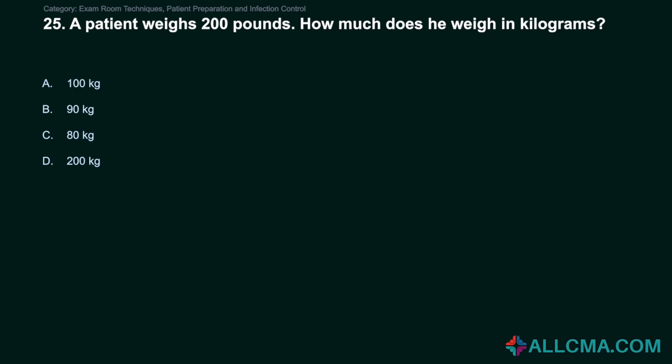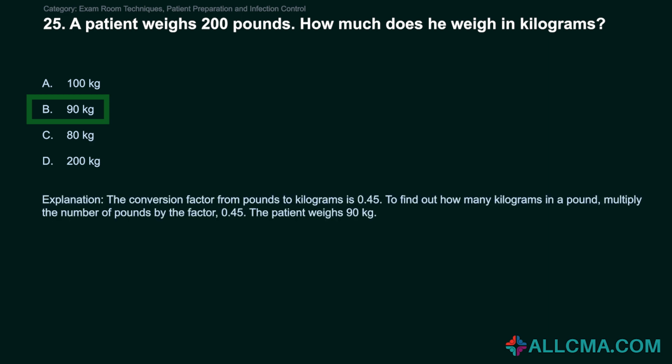25. A patient weighs 200 pounds. How much does he weigh in kilograms? A. 100 kilograms. B. 90 kilograms. C. 80 kilograms. D. 200 kilograms. Correct answer, B. 90 kilograms. The conversion factor from pounds to kilograms is 0.45. To find out how many kilograms in a pound, multiply the number of pounds by the factor, 0.45. The patient weighs 90 kilograms.